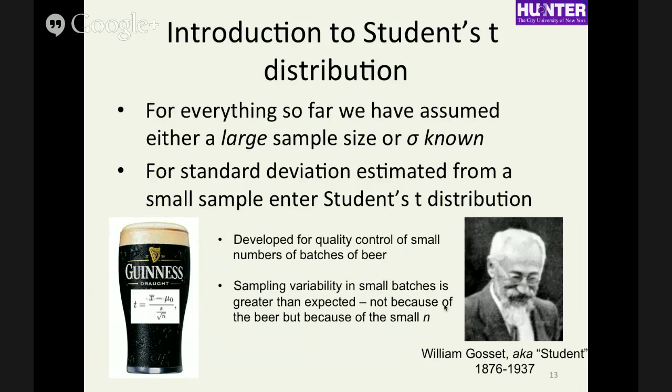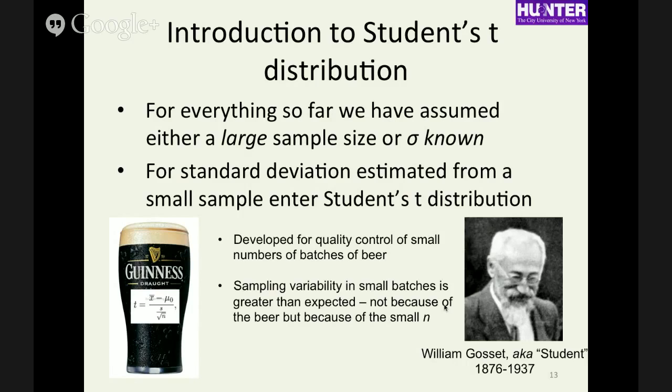So in order to use the normal sampling distribution like we've been doing, we have to either have a very large sample size or a normal population where the standard deviation is known. And any time where we have a smaller sample size and we don't in fact know the standard deviation, we estimate it from a sample, we're going to use the t-distribution.